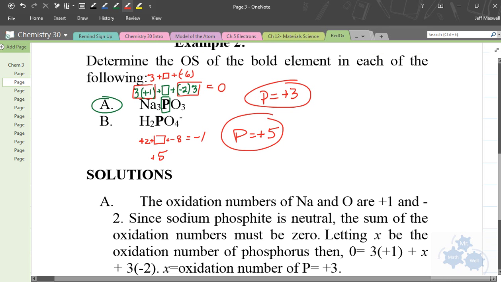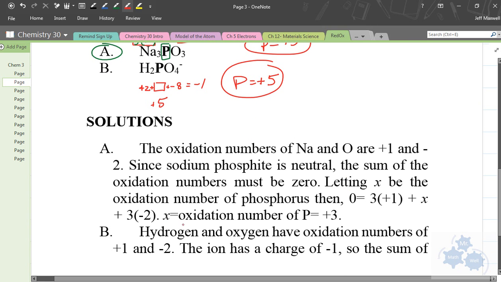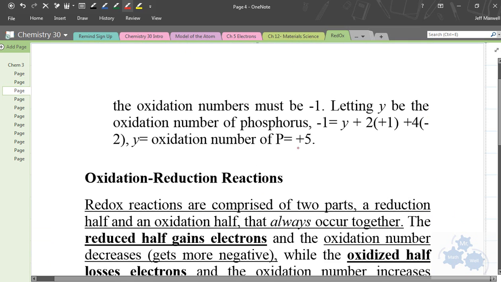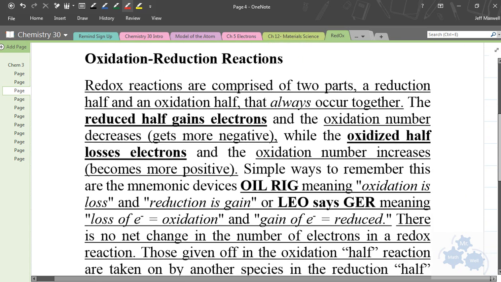All right. Good. And the solutions are here, and let's see, the explanation of the X is on the next page. So +5. All right. Okay, let's move on.